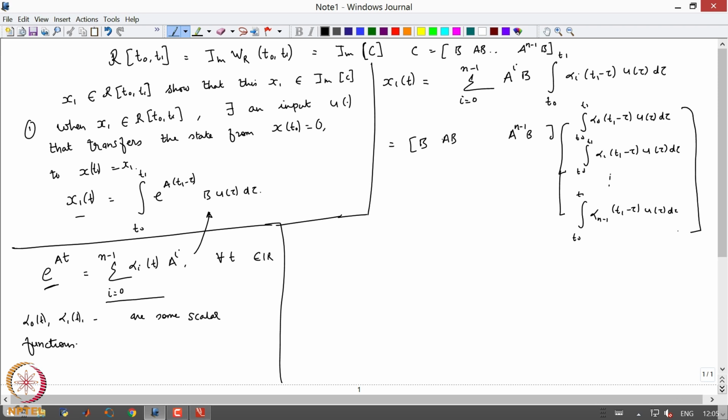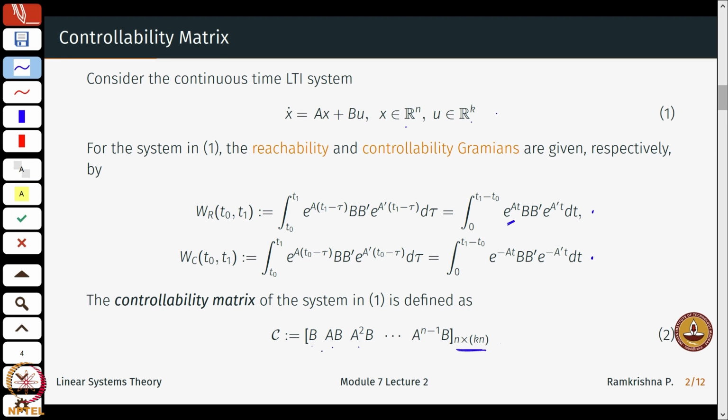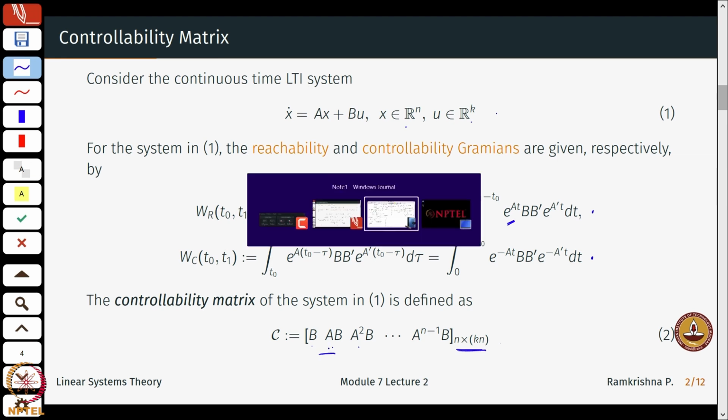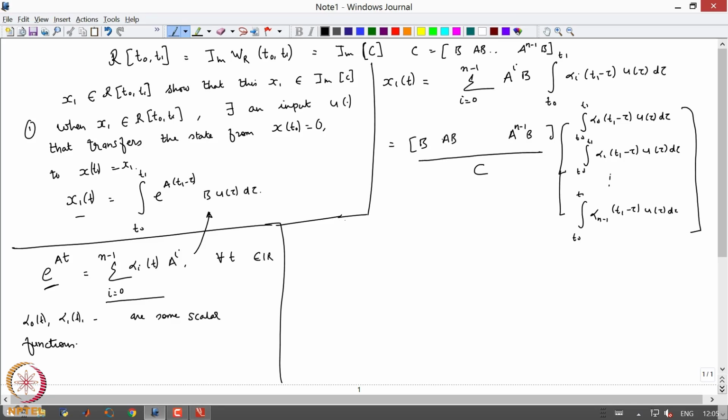Okay. Now, what does this mean? So, this is my controllability matrix C, which I defined here. Now, what does this expression tell me? If I just write it, this is x 1 of t is C times some vector, say alpha, right. All these are numbers, and then they just constitute a vector.